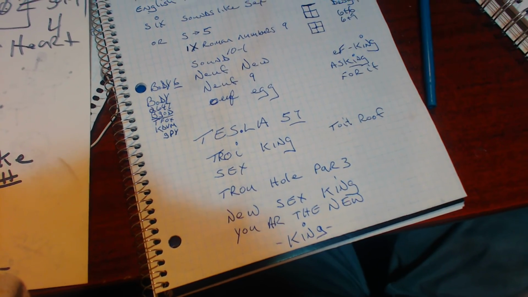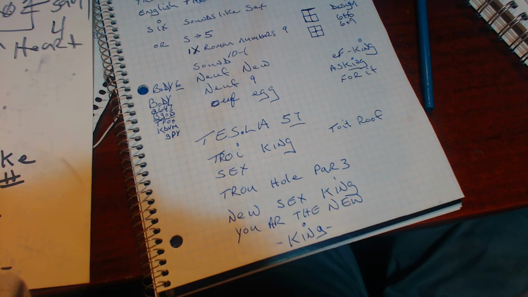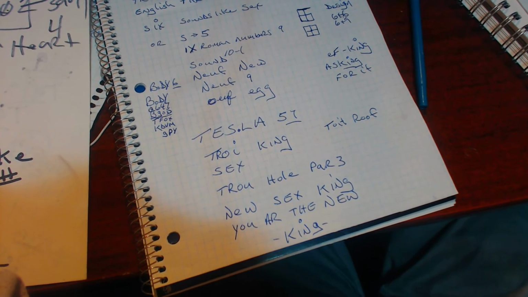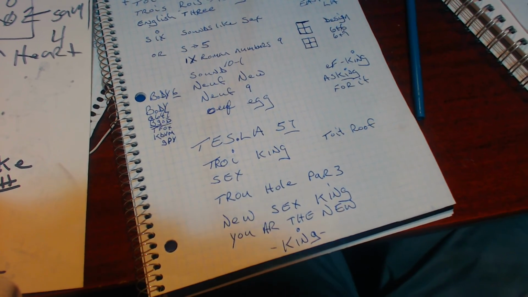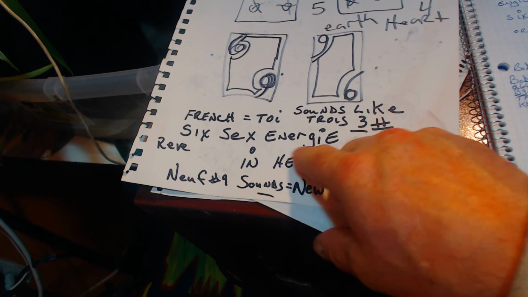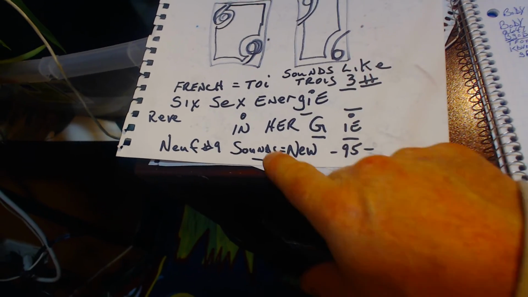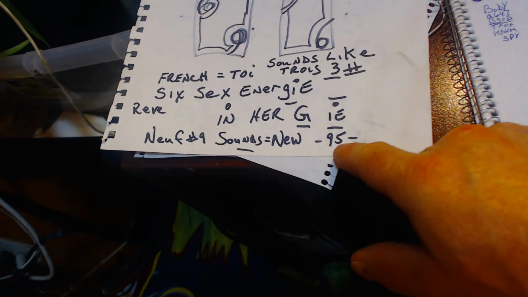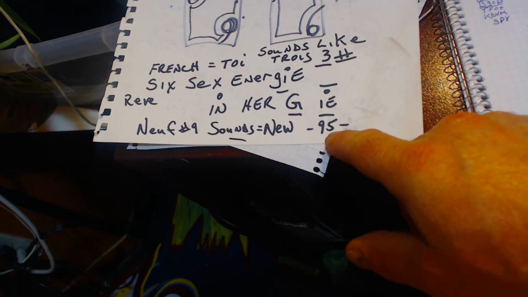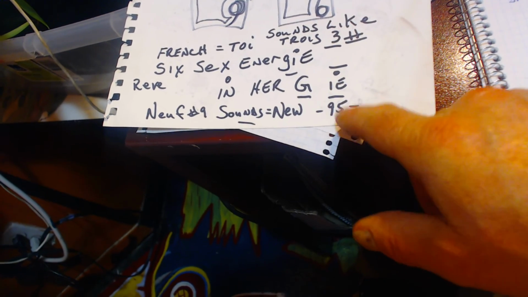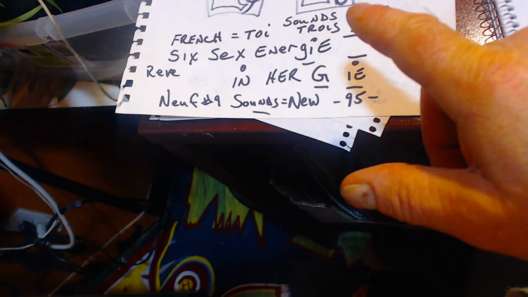From the whole is 3 for a new sex king. 369 energy. Did we get that one? 6 sex energy in her GIE 9 and 5. The odds of this coming up is, I think the payout is 7 to 5 on a cube, and 7 is the gateway of the energy, and that would be the moon.